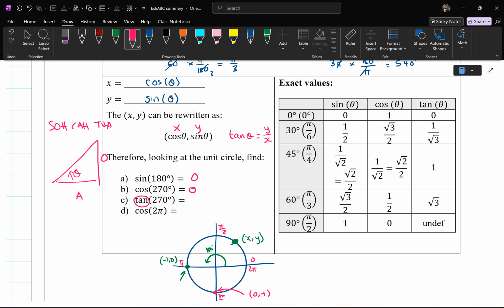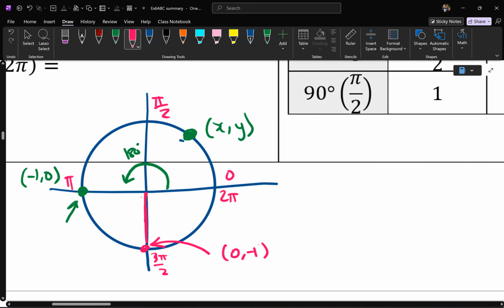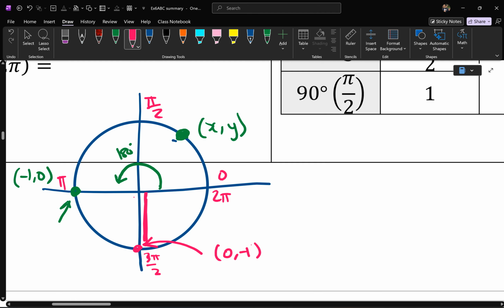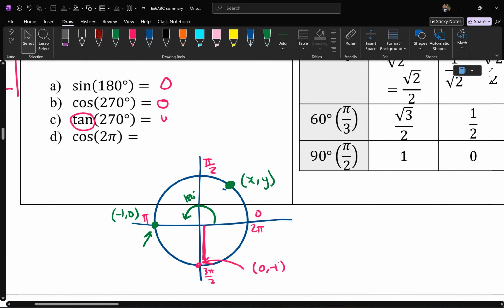So let's rotate. Tan of 270 degrees. Here's the line from 0 to here. That's my line. That vertical line. What's the gradient at this point? Undefined. It's a vertical line. Gradient of that line is undefined.